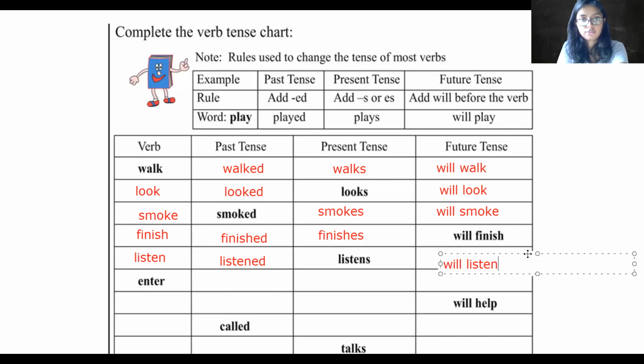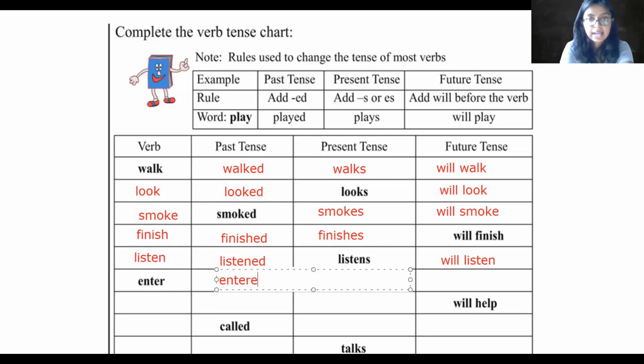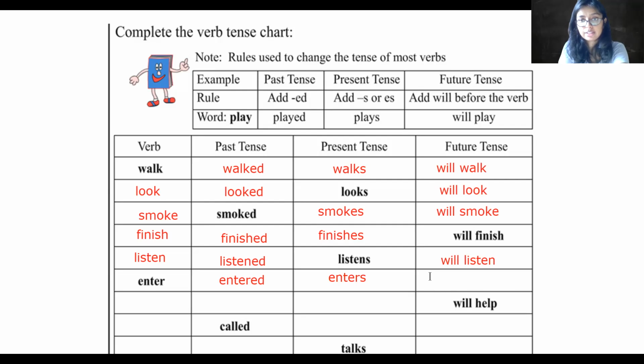Will plus verb. Here the verb given is enter. So past tense is entered. Present tense just add s, enters. And future tense will enter. Right? The last three you are going to do on your own. Will help, future tense, called, past tense, talks, present tense. Last three you're going to fill on your own.